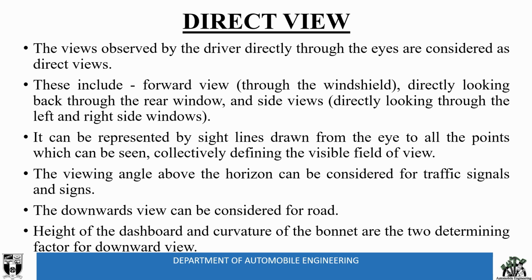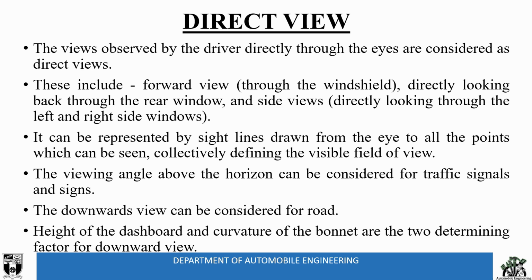Direct view. Direct view is the view observed by the driver directly through his eyes. These include the forward view through the windshield, rear view through the rear windshield, and the side views through the side windows. The viewing angle above the horizontal reference with respect to the vertical plane can be considered for traffic signals and signs, and the viewing angle below the horizontal reference can be considered for road and pedestrian crossings.